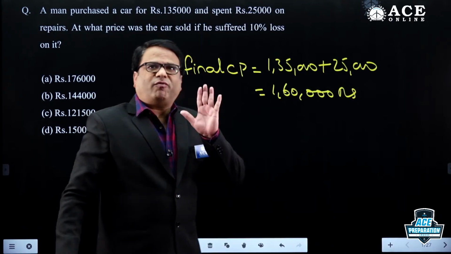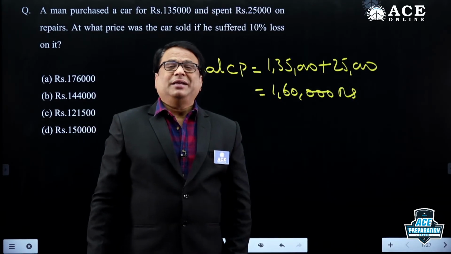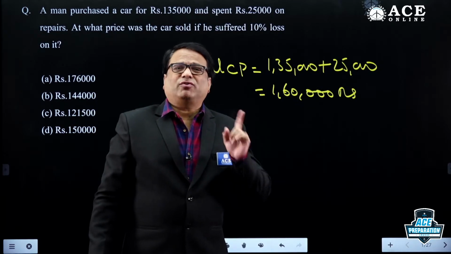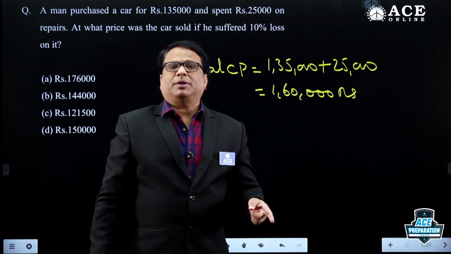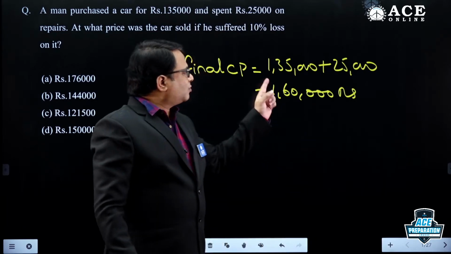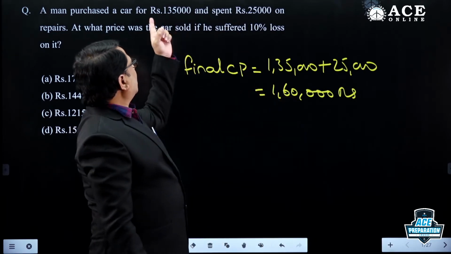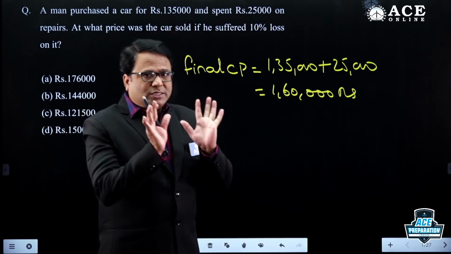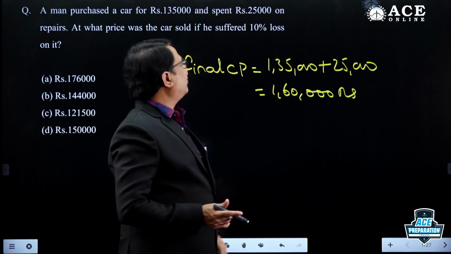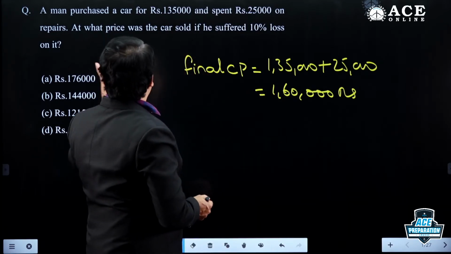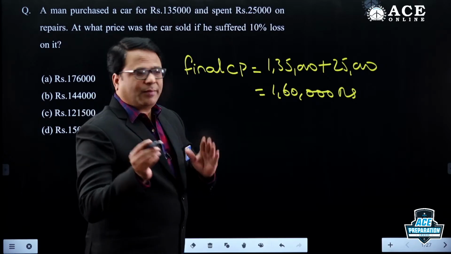1,60,000 rupees. So this is the final cost price. And he sold the car at a loss of 10%. And that 10% should be calculated on this final cost price, not on 1,35,000. So that is the important point in this problem. Then if he suffered a loss of 10%, what is the selling price?